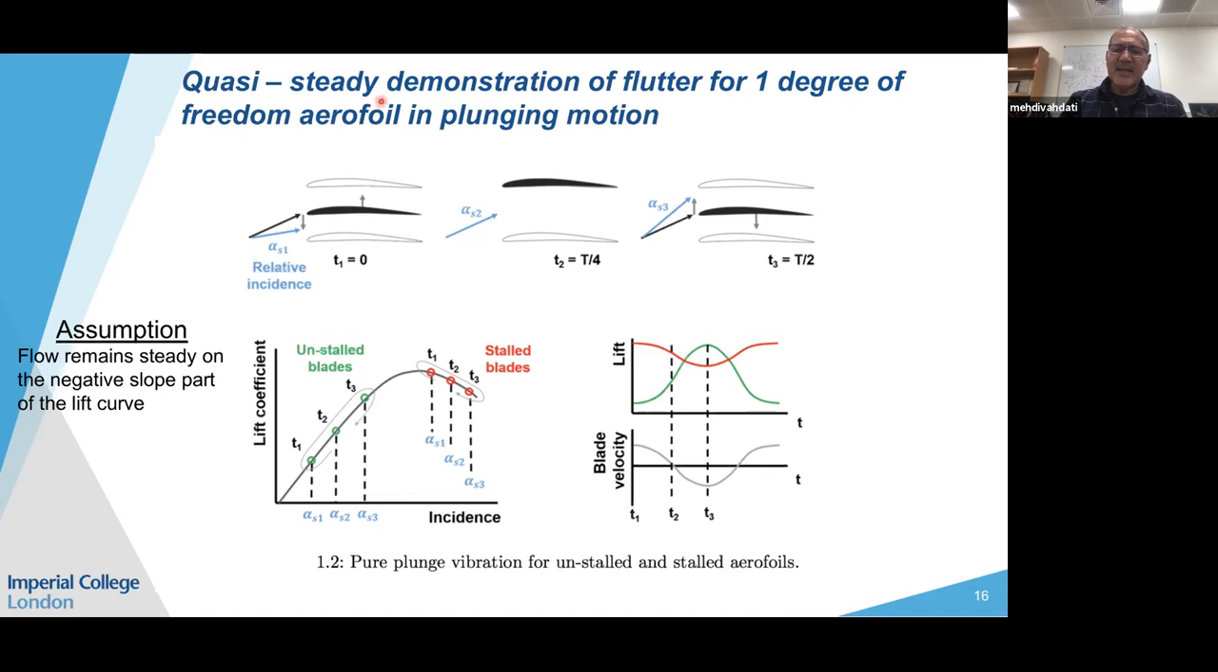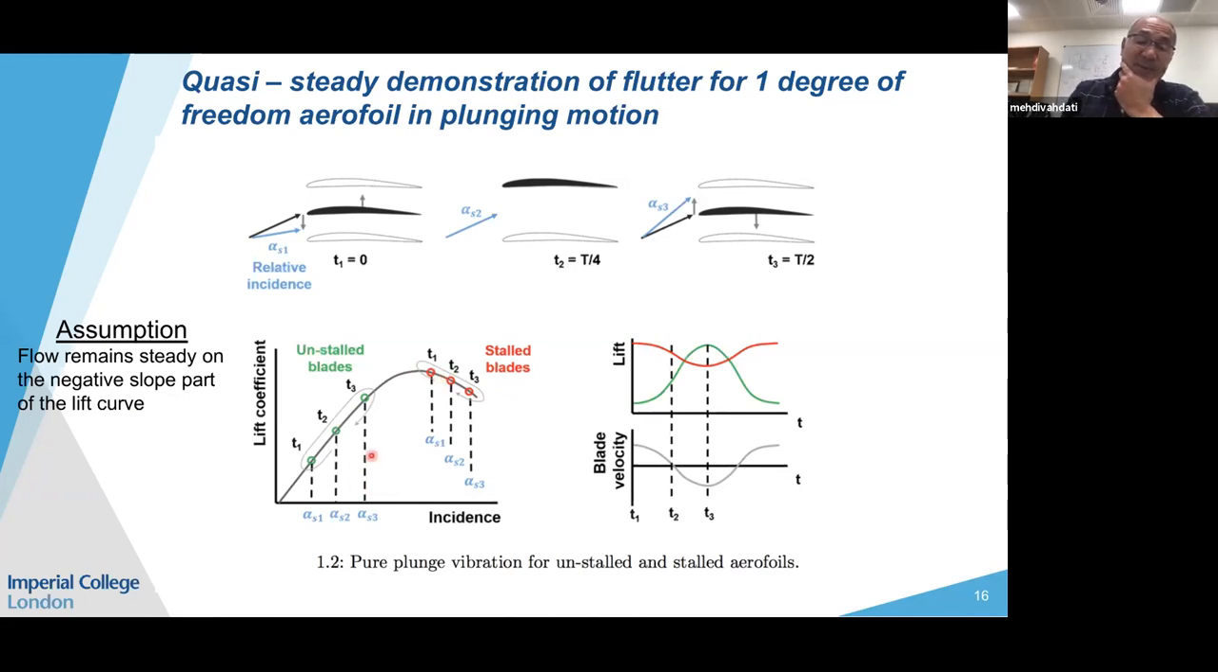So I've used a quasi-steady demonstration of flutter for a 1 degree of freedom aerofoil in plunging motion. So we have an aerofoil here, which is plunging up and down. And you can see this is the relative angle of attack it sees as it's going up and down, as I showed you before. Without going too much into detail, you can try to work it out later. This is lift against angle of attack, or incidence. Again, I'm making a very important assumption that the flow remains steady on the negative part of the lift curve, i.e. we assume the flow is steady, which is a big assumption, which is not true.